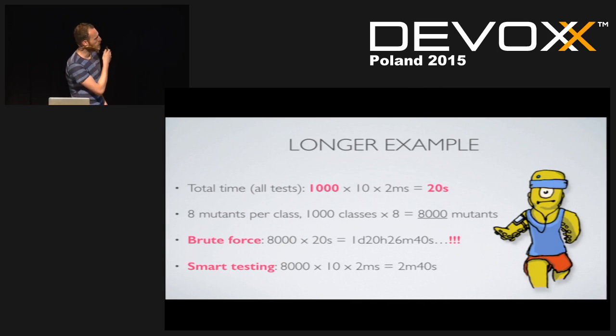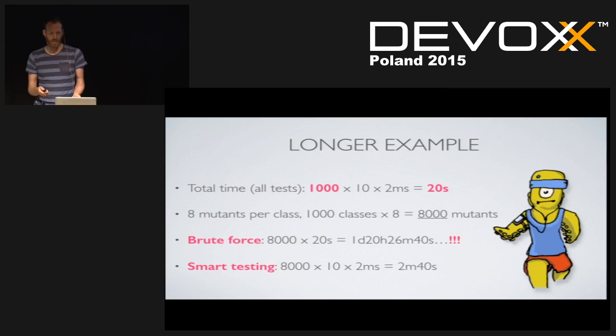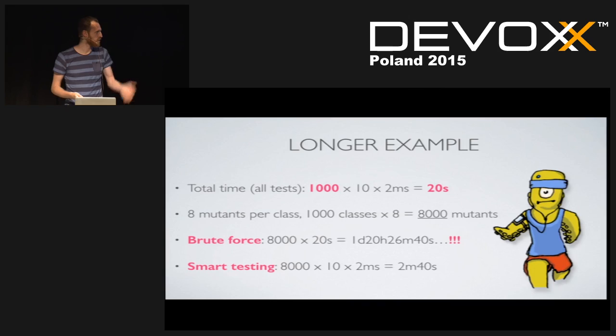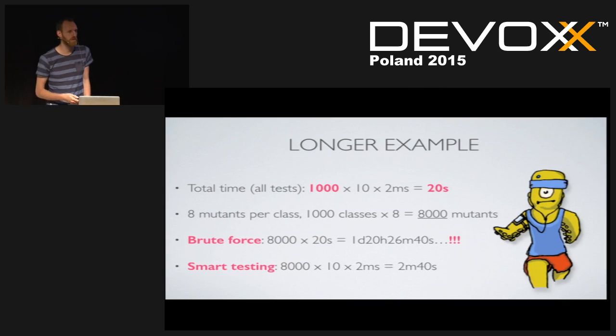If you do the brute force method, it would take 1 day, 20 hours, 26 minutes, 40 seconds. And with the smart method, it becomes slower. It's 2 minutes 40, but that's acceptable. Just grab a cup of coffee or something. Or don't do it on your local machine, just measure it on your continuous integration server. Do it during the nightly build if it becomes really slow.